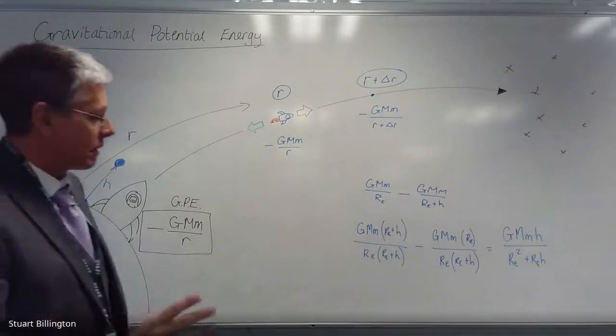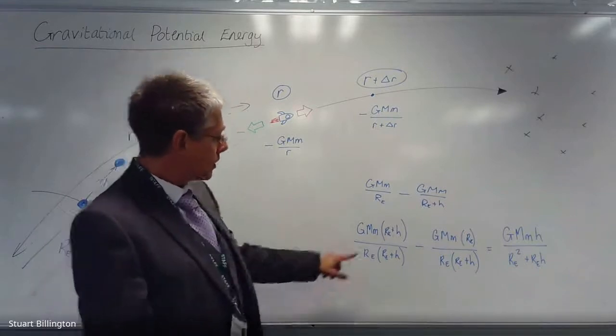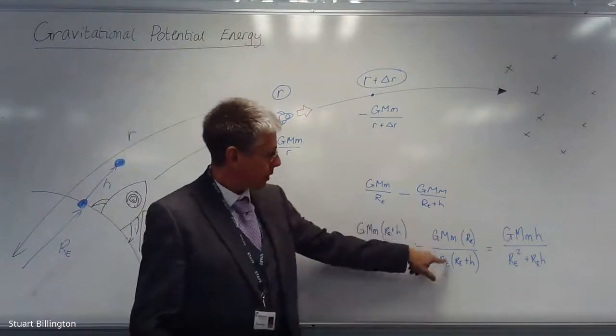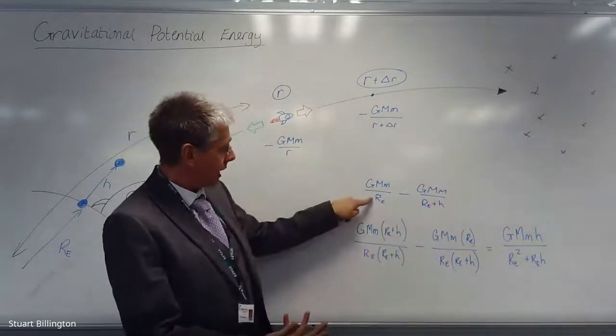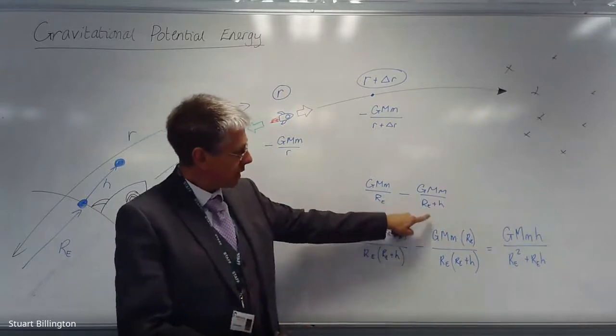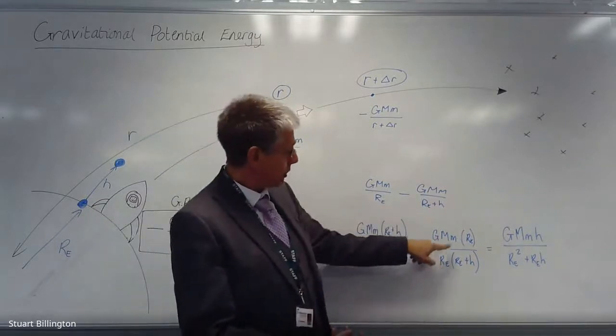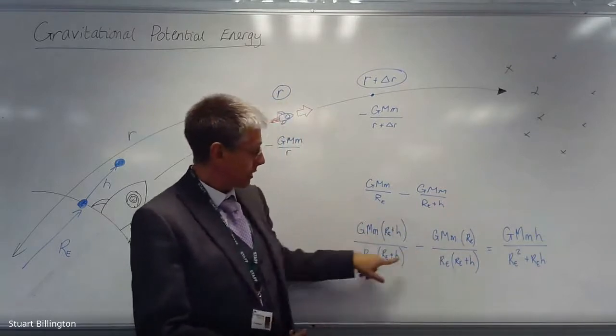Okay, we've got 5 minutes left. So let's just talk our way through this. You need to multiply top and bottom by the same factor to get the same denominator. So here we've multiplied top and bottom by this denominator, and on this side, we've multiplied top and bottom by this denominator. And now our denominators are the same.